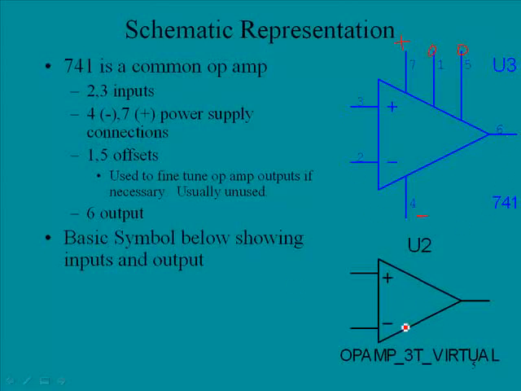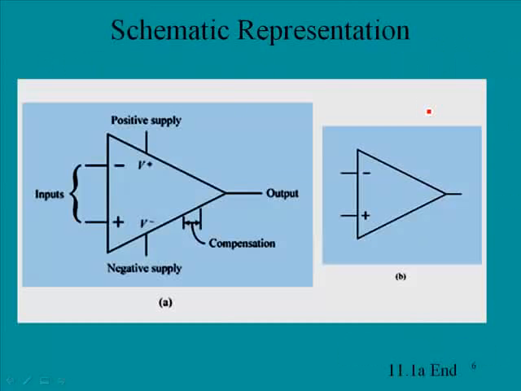And down here we just have the basic symbol showing inputs and outputs, and in many circuits all you'll see is this. They don't give you all of the detail. And this is the schematic representation of the same thing from the previous page that we looked at regarding the symbol and the abbreviated symbol.